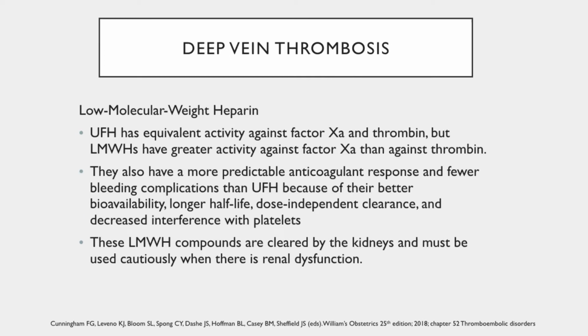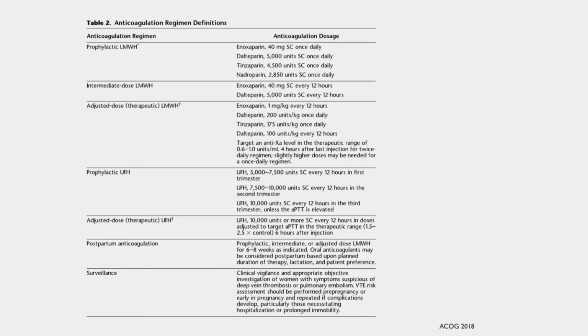UFH has equivalent activity against factor Xa and thrombin, but low molecular weight heparin has greater activity against factor Xa than against thrombin. They also have a more predictable anticoagulant response and fewer bleeding complications than unfractionated heparin because of their better bioavailability, longer half-life, dose-independent clearance, and decreased interference with platelets. These low molecular weight heparin compounds are cleared by the kidneys and must be used cautiously when there is renal dysfunction.